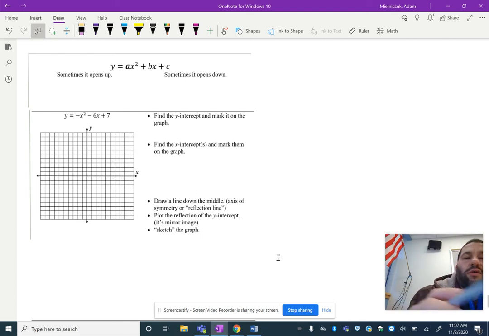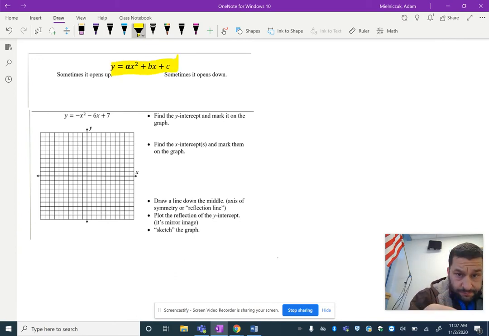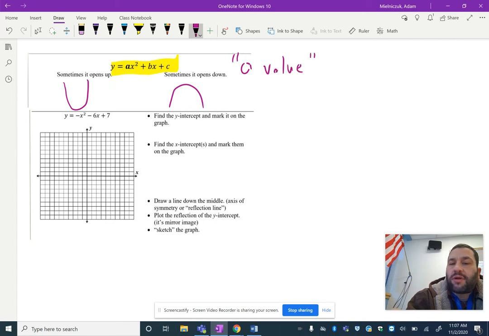All right, so the form of the equation we've been looking at is y equals ax squared plus bx plus c. With these graphs called parabolas, I told you sometimes they're a U, which means they open up, and sometimes they open down when they're an upside down U. But how do we know that? Okay, that all depends on the A value. The A value tells us if it opens up or down.